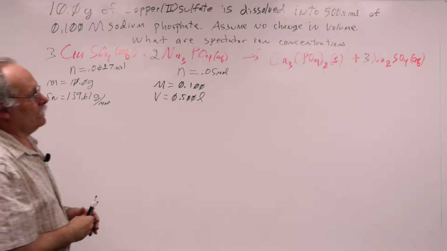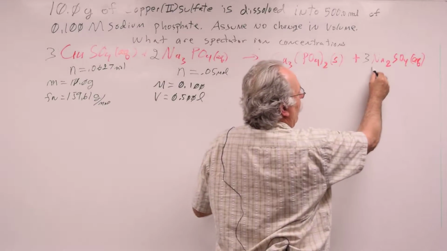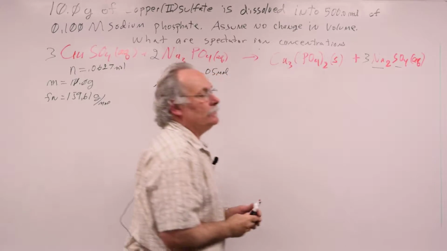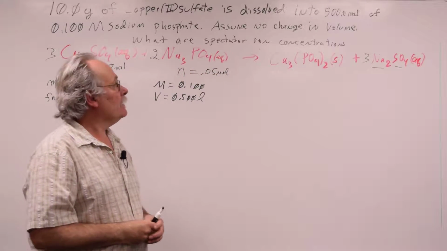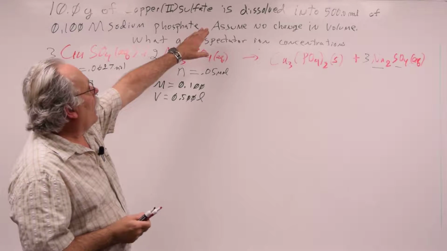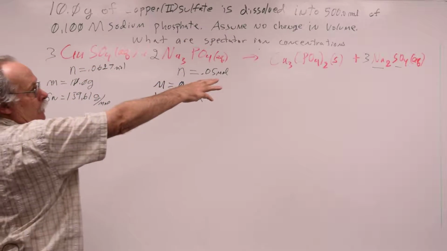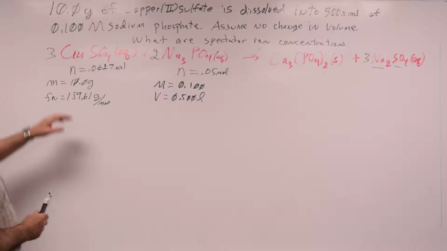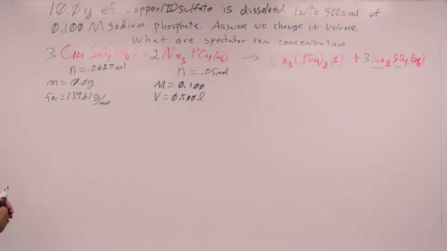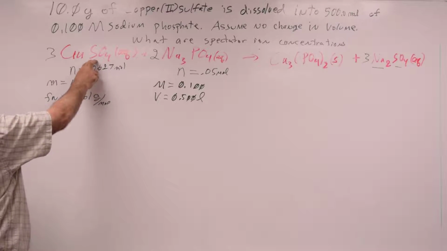Now what we want to do is look at the spectator ions. What is the sodium concentration? What is the sulfate concentration? Now in reality, we're just going to look at the moles of sodium and the moles of sulfate from our original solution. So let's first start off with the sulfate.